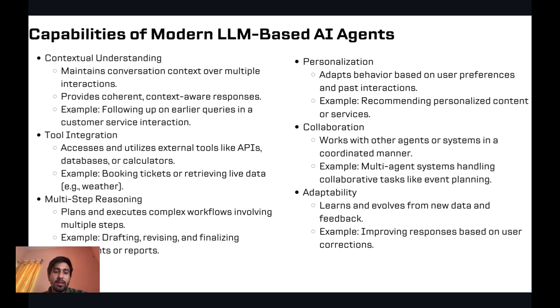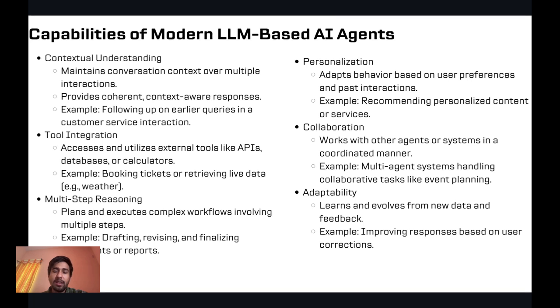And it can also do planning and multi-step reasoning. So it depends on the LLM being used. If we are using a more capable LLM, it can also do planning and execute the plans accordingly. For example, an AI agent can draft, revise, and finalize documents or reports, and self-correct itself also.